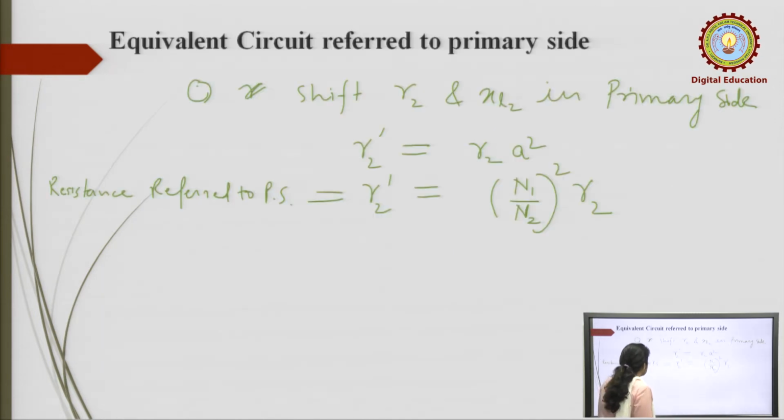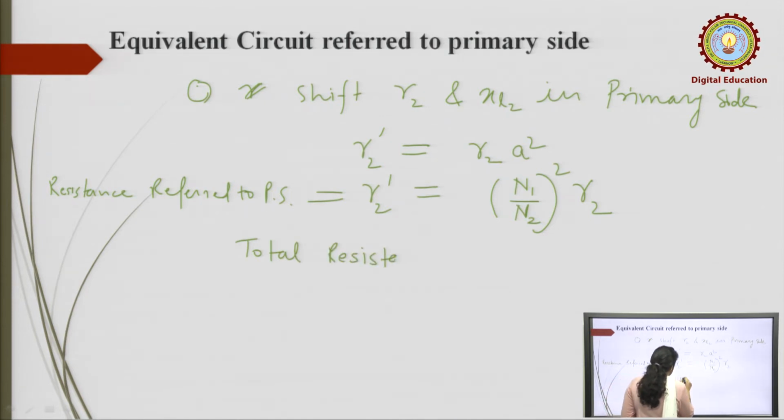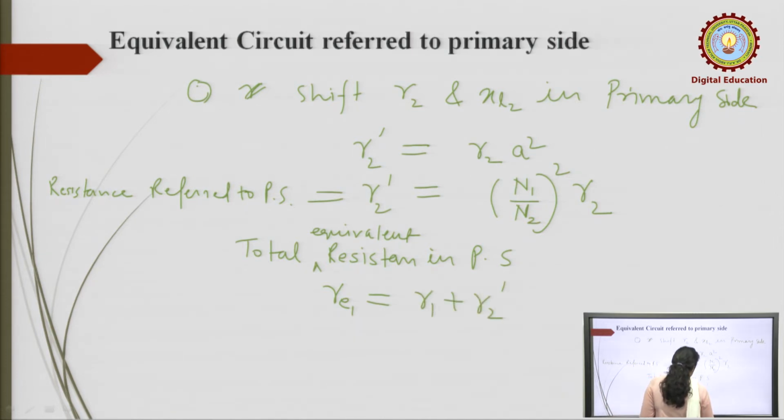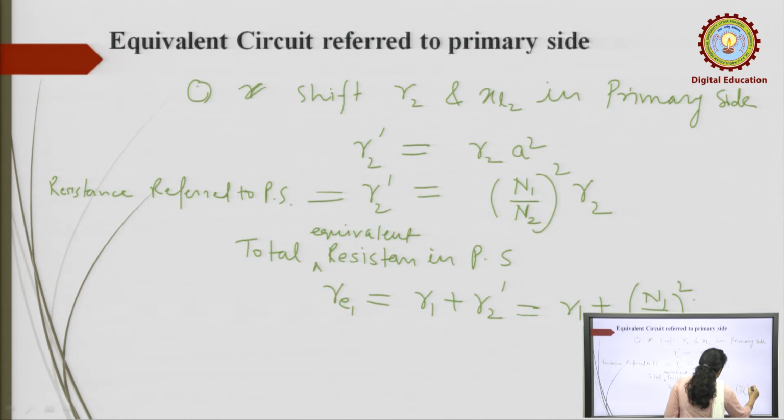So the total resistance referred to the primary side, suppose the total equivalent resistance in the primary side is RE1, becomes R1 plus R2 dash, or you can write R1 plus N1 by N2 whole square R2.